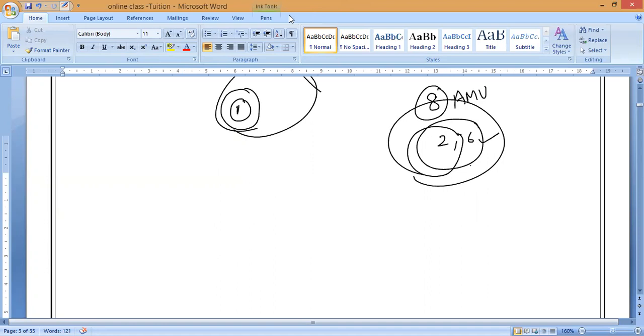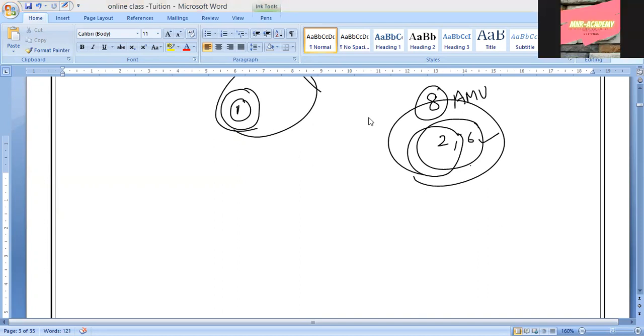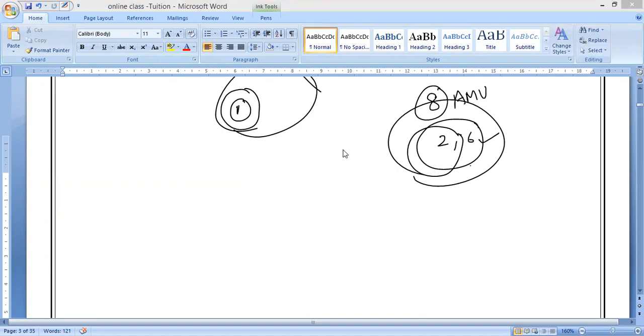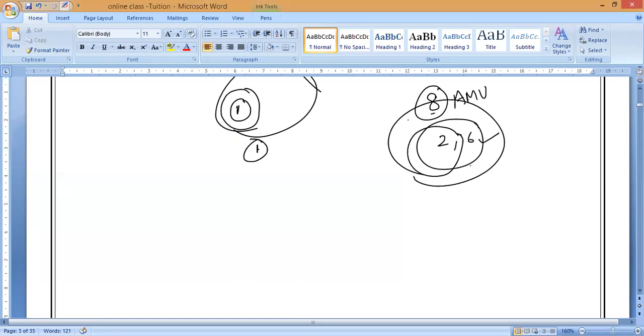Do you understand? Because oxygen's atomic number is 8, but hydrogen's atomic number is only 1. You have to remember that. 2,6 means 2 plus 6, which is 8, the atomic number. This is only 1, correct? This is 2 plus 6. We can call this the electronic configuration. That I will teach you, no problem.